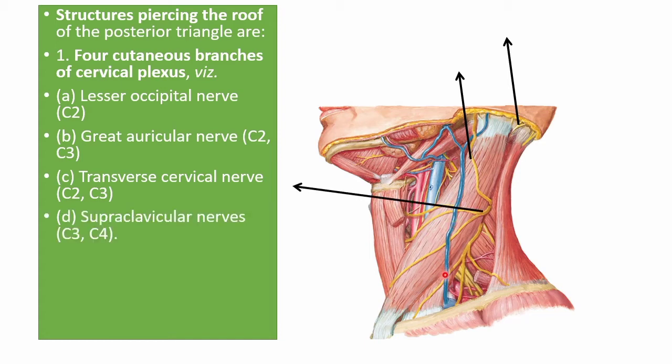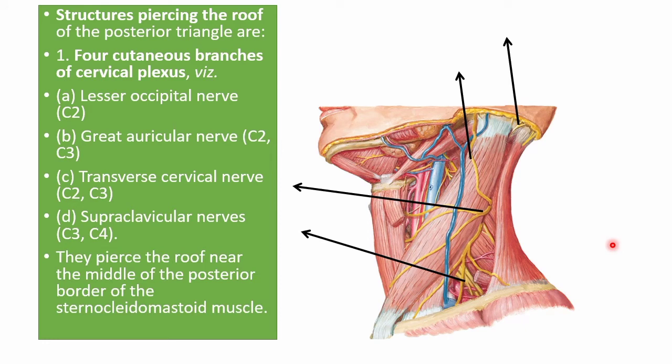Then the supraclavicular nerves. The lower part of the skin over the neck and also the pectoral region is supplied by the supraclavicular nerves. I am not telling you the root value of each nerve, that you can study and understand. But remember, the structures piercing the roof are the lesser occipital, greater auricular, transcervical, and supraclavicular nerves. They pierce the roof near the middle of the posterior border of the sternocleidomastoid muscle and come outside to supply the neck.